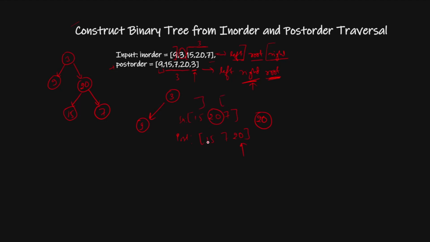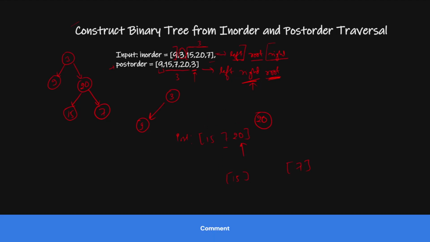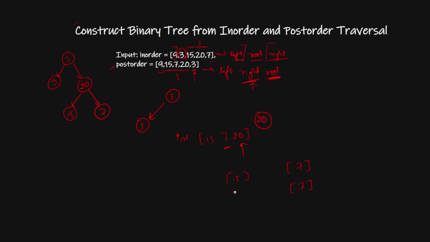Okay. So after finding this, my inorder will be, so what I am saying is this is my left. So left is looking like 15 and right is 7. Now I have to find the post order. So what will be my post order? I will remove this. I can say that right is one element. There is one element. So from here, my one element will be right. This will be my post order and rest will be my left. So I have done with this.